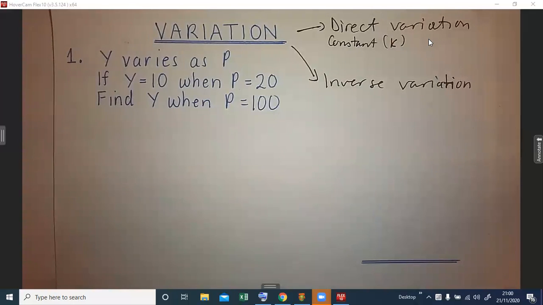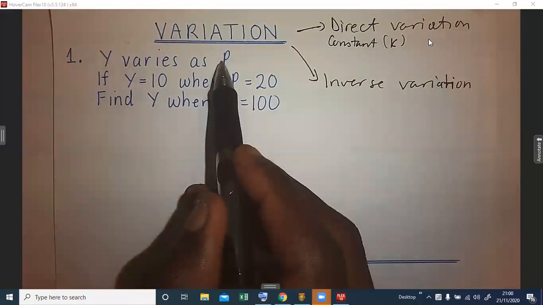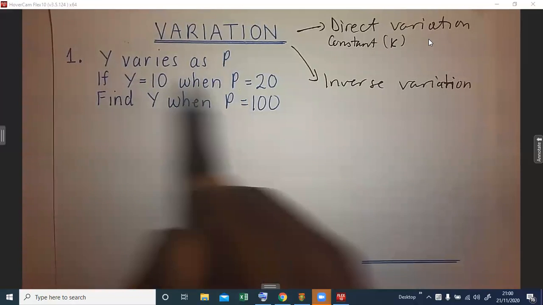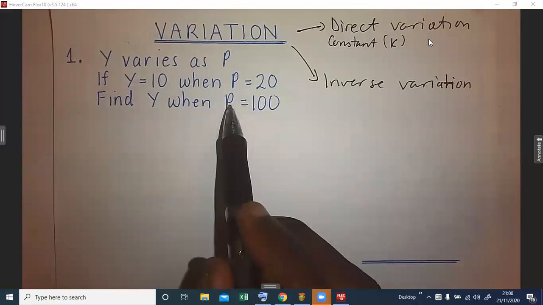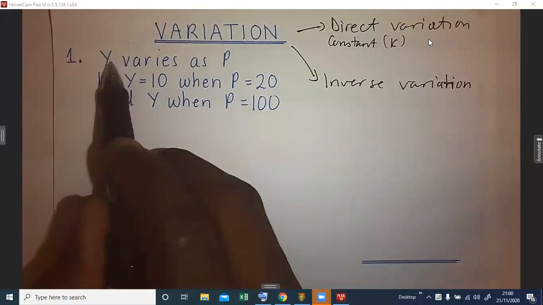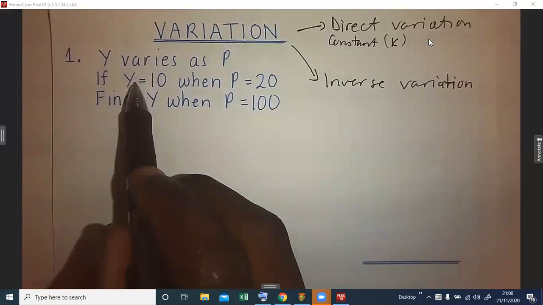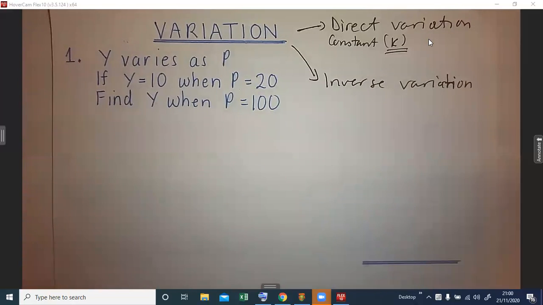When you look at example 1, you will realize we are given a question statement that involves y and p, and then we are given the value of y together with the value of p, and finally we are asked to find y when p is 100. The question statement gives us the arrangement of the question. The second part, the values of y and p, helps us to find the constant k. And then finally we solve the question. So let's go together and see how we solve these questions.